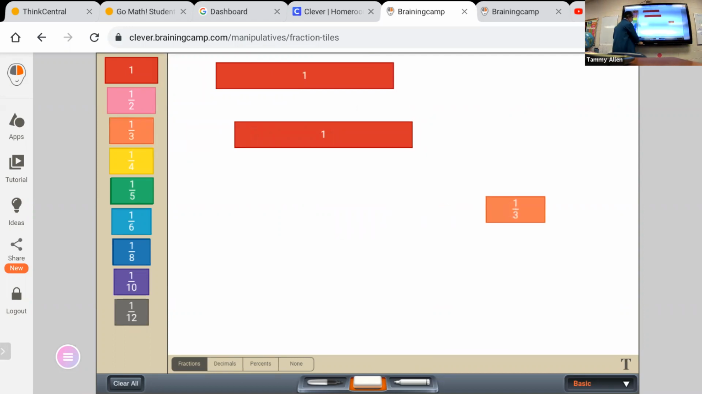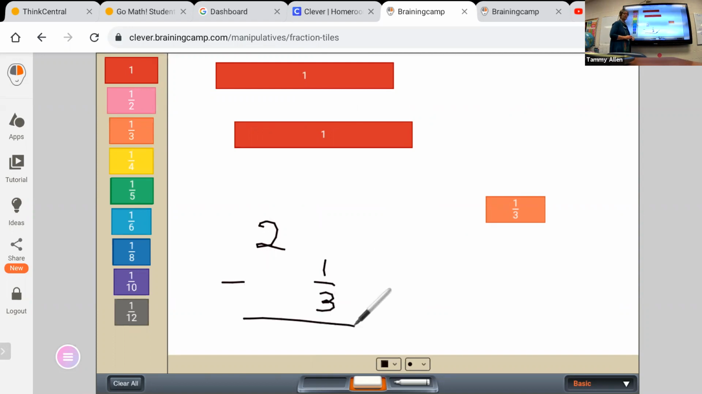When we did 2 minus 1/3, or something like that, I can't remember if that was an exact problem. We did something like 2 minus 1/3, and just watch. We took that up.